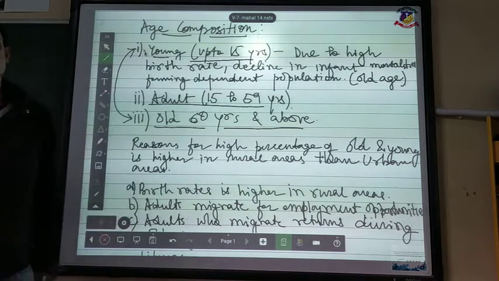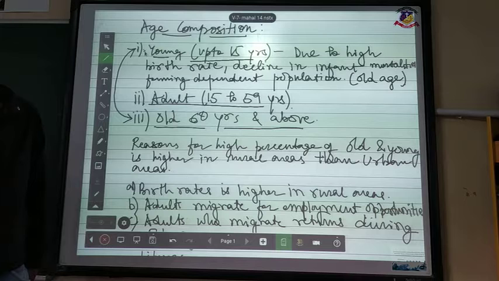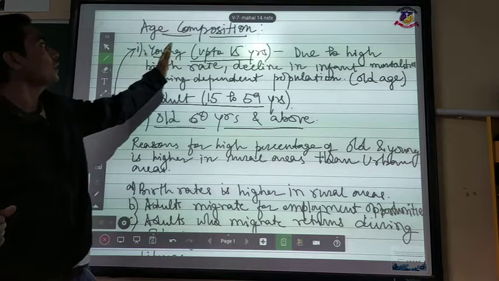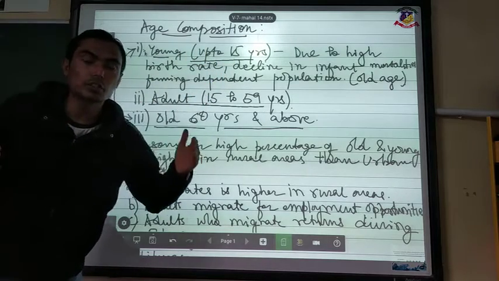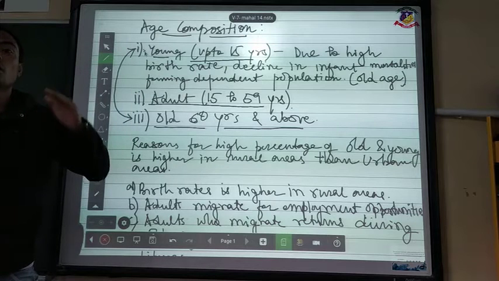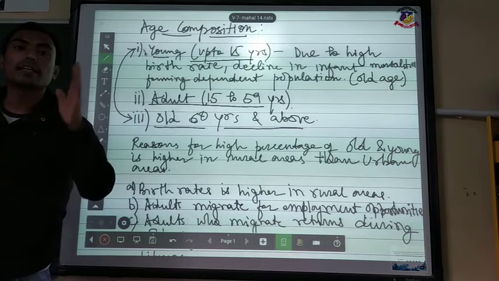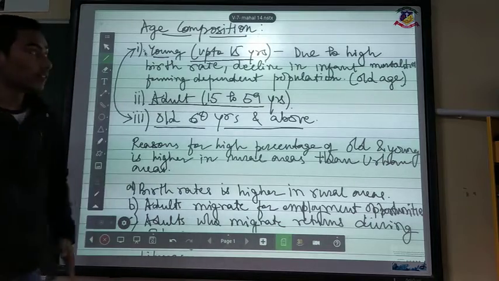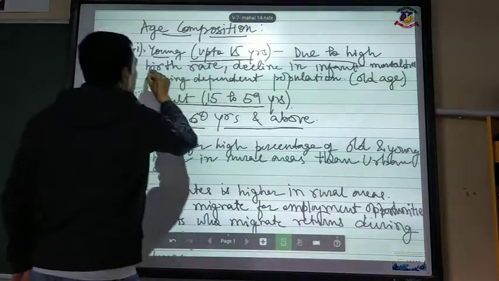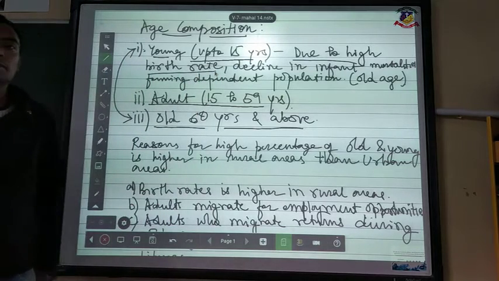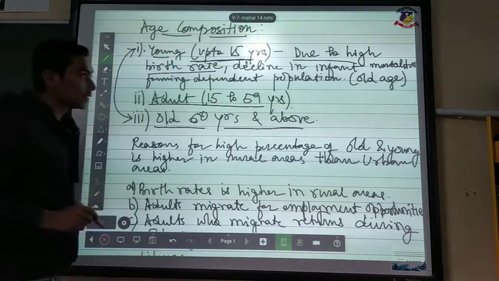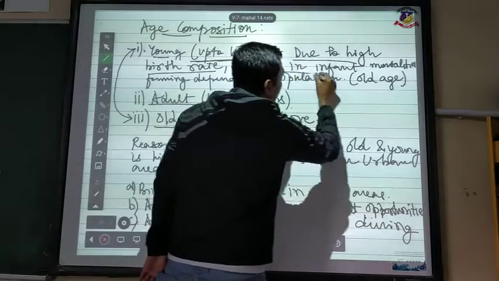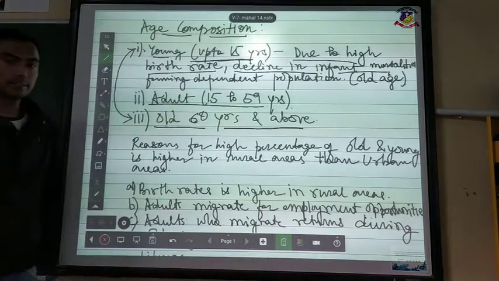Now, from this particular point number one, you may get a question: give reason why it is being said that the Indian population is high in young age. Means give reason why India's highest population is in the young age group, or why India's population is referred to as a young age population. The reason is the high birth rate. First, as the birth rate is very high, it results in more children. Secondly, the decline in the infant mortality rate.